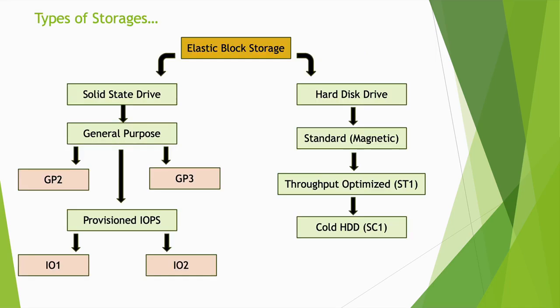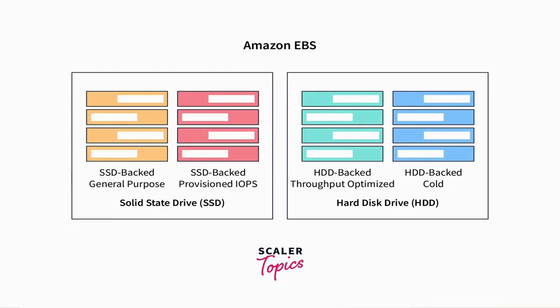These are the types of storage available in the AWS environment. This hierarchy shows us there are mainly two. One is, as I said, the traditional one, and the other is solid state. In SSD, we have two further categories: general purpose and provisioned IOPS. In hard disk, we have three types. One is general standard, another one is throughput optimized, and the next one is cold HDD. This image shows us how these types of storage are categorized: one is SSD and another one is HDD.